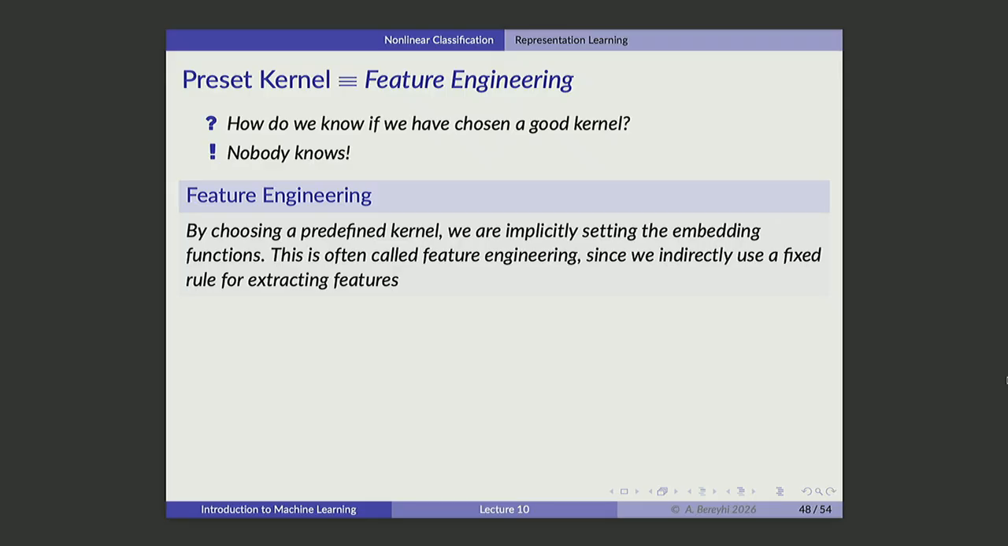There had been a quite long story on the feature engineering. What we are doing right now here, we are defining a predefined kernel. When we use a predefined kernel, we are doing feature engineering, because by setting the kernel, we are somehow imposing some constraint on the embedding, right? And we have no choice in changing that embedding, right?